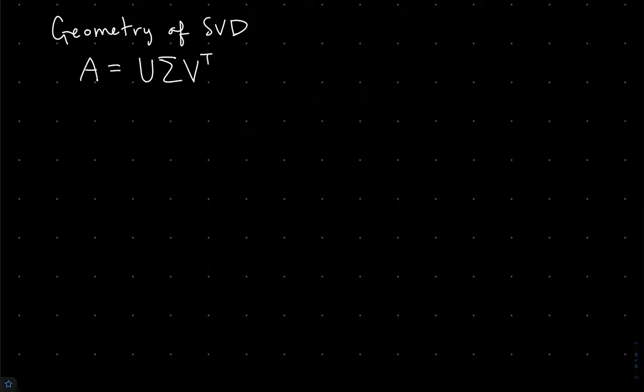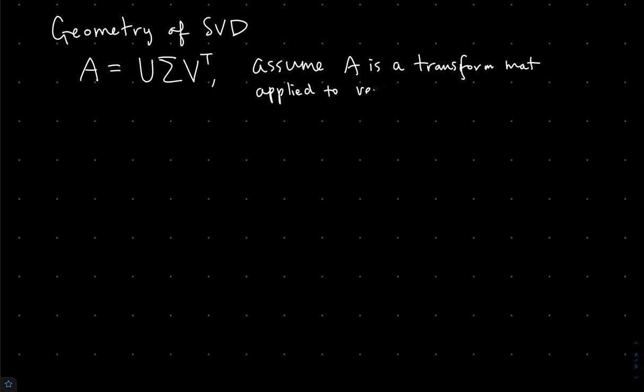Now, let's discuss the geometry of the singular value decomposition. So, let's look at the matrix A, which is U sigma V transpose. And let's assume A is a transform matrix applied to vector X. Then, how can we analyze this transform? How can we decompose, how can we factorize this transform?